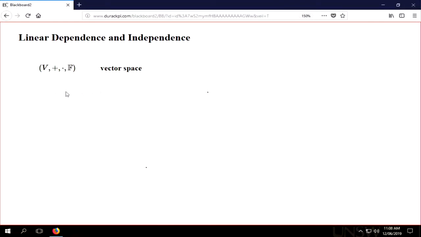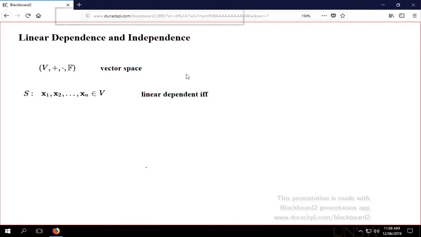I will often denote them with the X letter, all of them in boldface, because every one of them individually is a vector. This will be my set S, which consists of n vectors in my notation. And I will call this set linear dependent. This is how the definition goes.